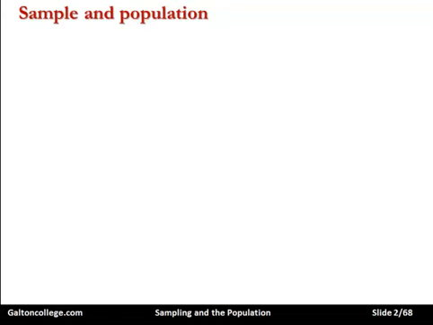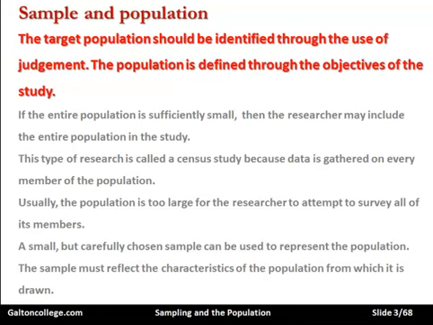So the target population should be identified through the use of judgment. The first point to note here is that the target population must be identified. What is it the researcher is interested in? Is it a particular set of customers or people living in a particular area? Is it based on gender, on age, on some sort of demographic? What is it the researcher is interested in? And once that has been determined, the population can then be selected. The population can be identified.